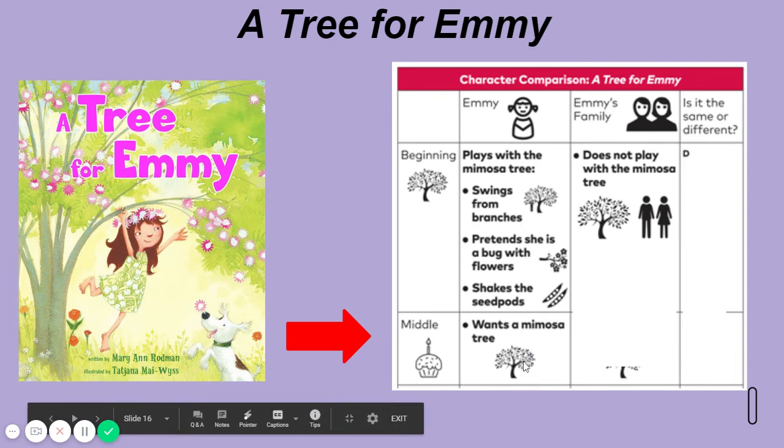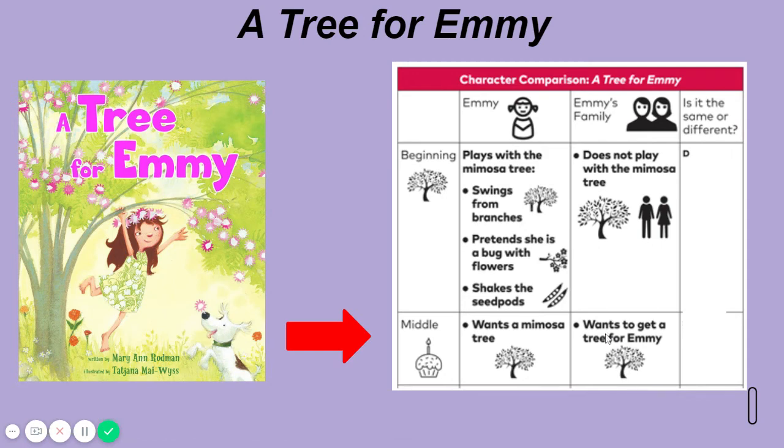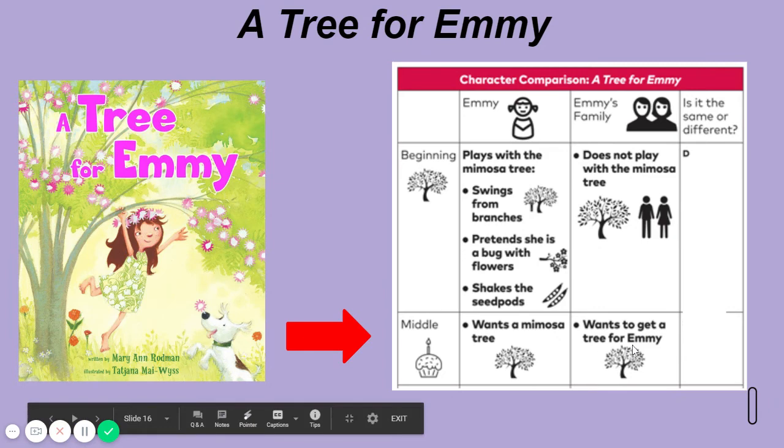A mimosa tree. And what about her family? What does her family say? What are they doing? Her mom and dad agreed to get her a mimosa tree. Her mom and dad want to get a tree for Emmy.